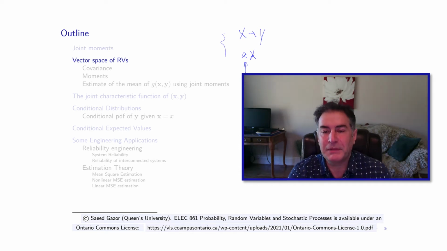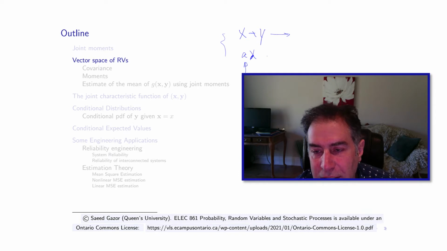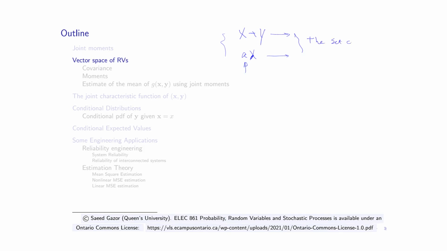Now, this is applicable to random variables because if you add two random variables, the result is a new random variable. And if you multiply a random variable by 2 or by a, it is a new random variable. Therefore, the set of all random variables is a vector space.